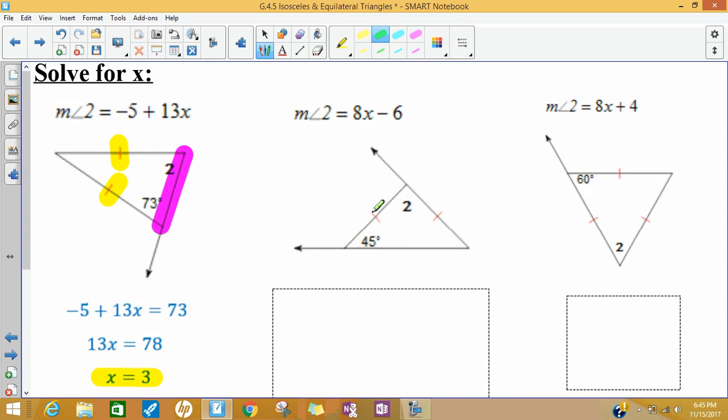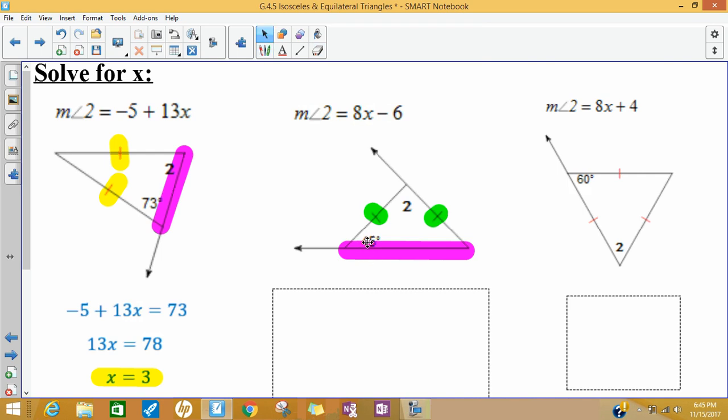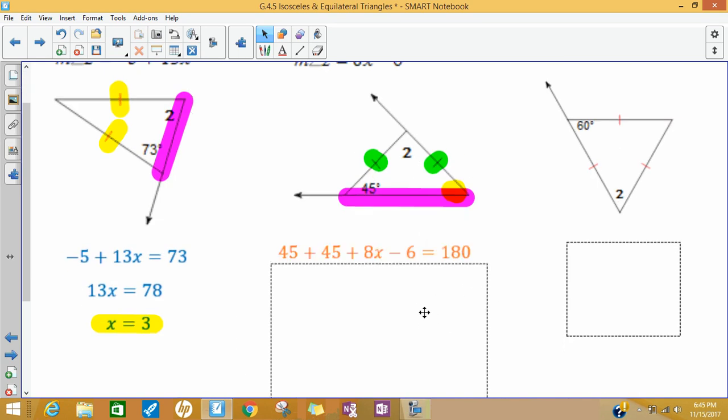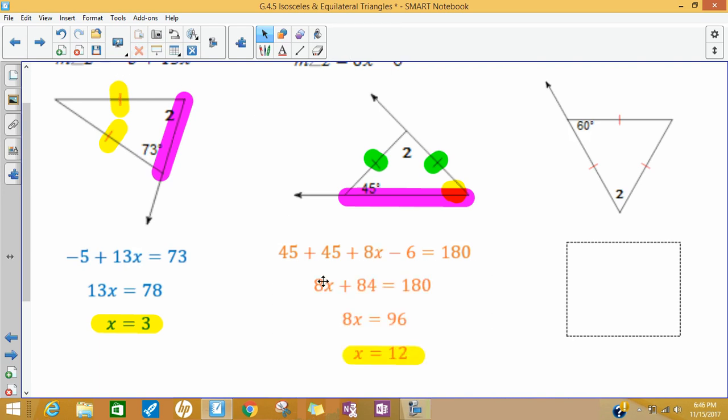In my next triangle, I have these two sides congruent, making this guy over here my base. 45 is one of my base angles. Angle 2 isn't a base angle, so angle 2 is not the same as 45. This other base angle is also 45 degrees. So all three of these angles, this one that's 45, this other base angle that's 45, and angle 2, which is 8x plus 6, are the interior angles in a triangle, so they should all add up to 180. Then I can do some algebra and solve to find out that x is 12.